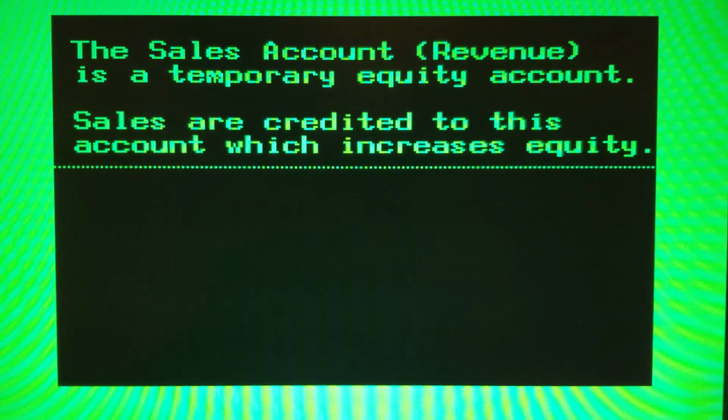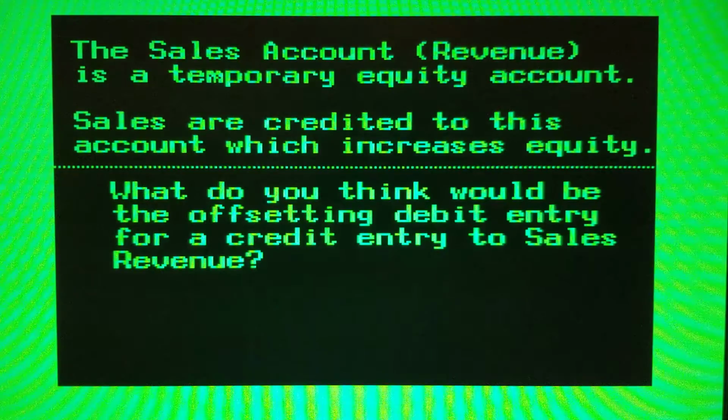Like the purchases account, the sales account is a temporary equity account for sales revenue. Sales are credited to this account since, as you recall, increases in equity are made by credit entries. What do you think would be the offsetting debit entry for a credit entry to sales revenue?